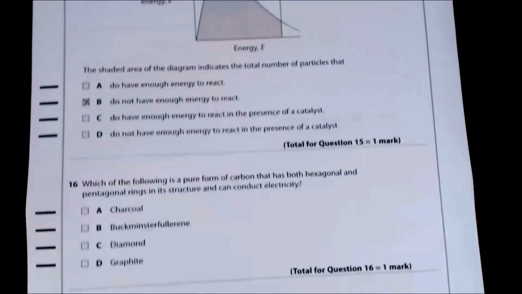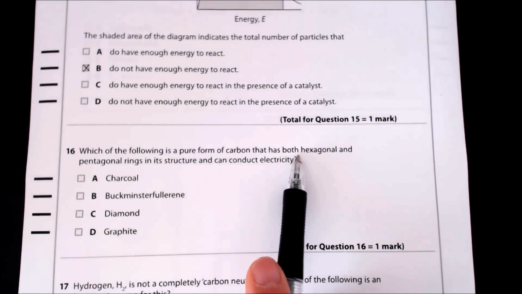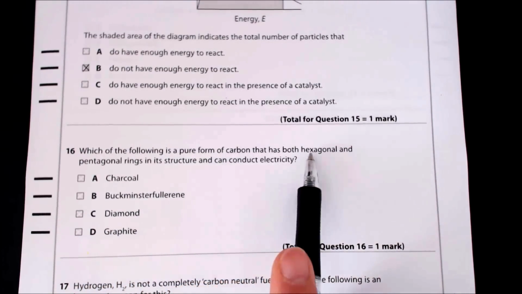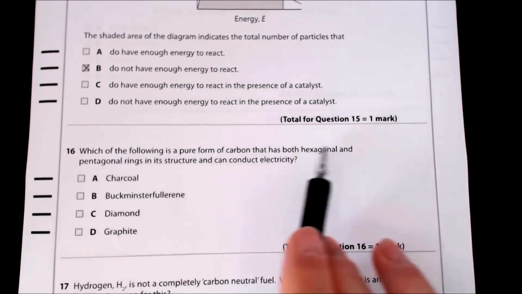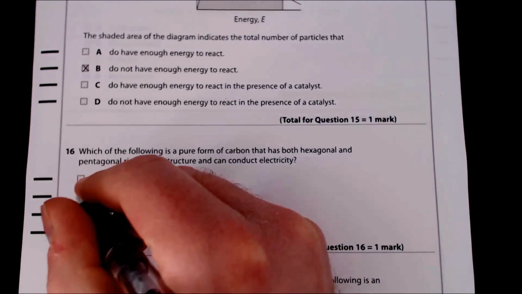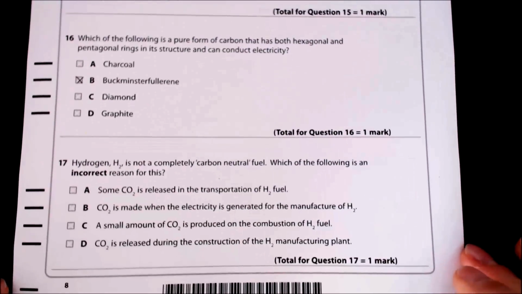There you go. Right, question 16. It says which of the following is a pure form of carbon that has both hexagonal and pentagonal rings in its structure and can conduct electricity. Right, hexagonal and pentagonal is a classic sign of Buckminster fullerene. You might get this confused with graphite. Graphite doesn't have both of these rings. It only has one of them, which is the hexagonal for graphite. So Buckminster fullerene has both. That's the big giveaway there, really. Well, it's not much of a giveaway, but if you know it, then you should be able to get the mark there.